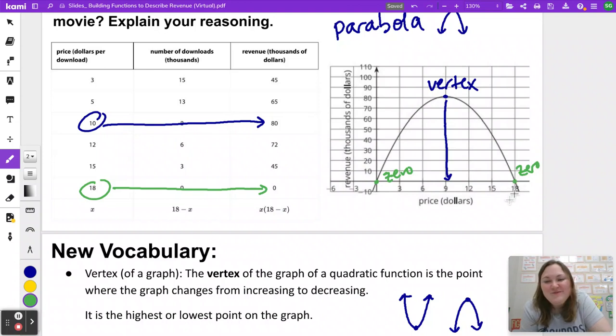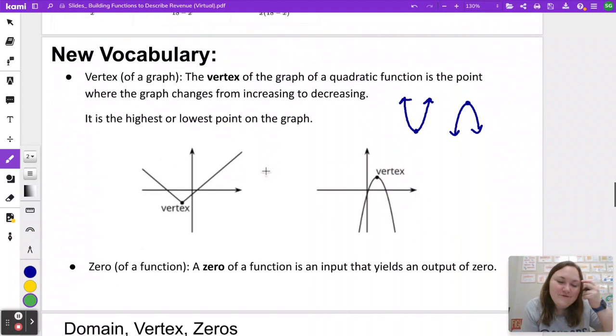If they sell a movie for $18, we predicted that they would make $0 in revenue. So we say that 18 is a zero. Same thing for 0. If you set a movie price at $0 and it's a free movie, the revenue would be 0. So 0 is also a zero of the function. And so these are our 2 new vocabulary words for this lesson here, the zeros of a function and vertex. Just to give you more examples of zeros, for this graph here, the zeros would be these 2 points here.